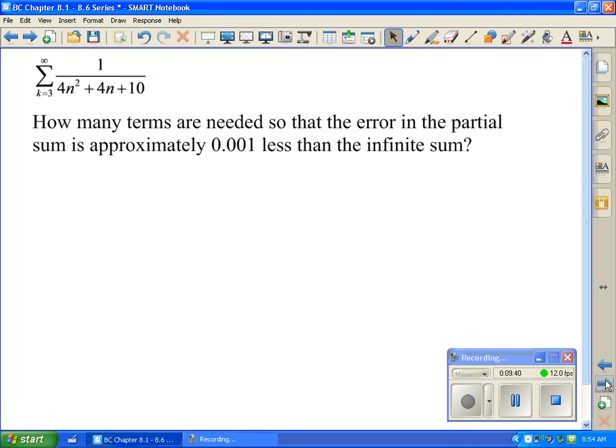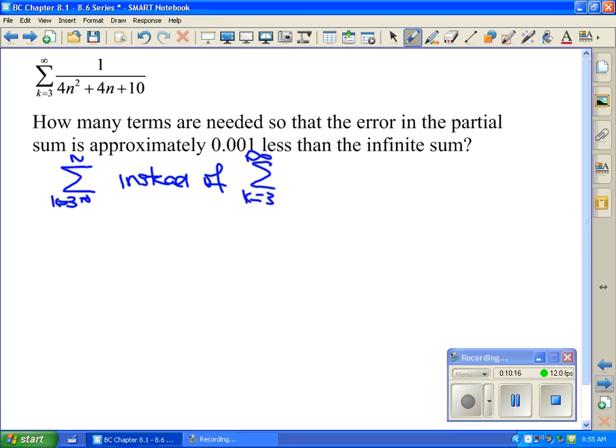Now, since I kind of did an integral test, I wanted to go ahead and do integral error here. So I have the series 1 over 4n squared plus 4n plus 10. I want to know how many terms are needed so that the error in the partial sum is approximately 0.001 less than the infinite sum. So the idea is I want to sum from k equals 3 to n instead of from k equals 3 to infinity. But I want to make sure that the difference between those sums is approximately 0.001 or less.